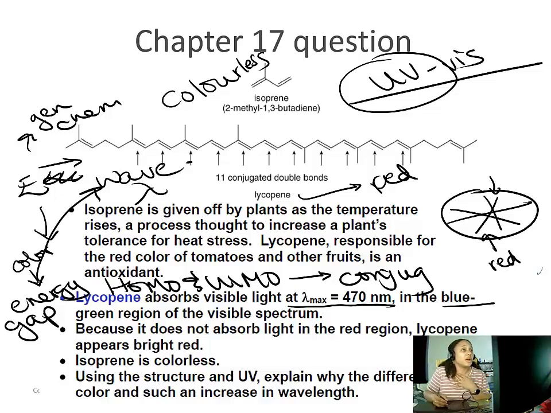And so our chapter question, in this version of the textbook chapter 16, is explaining why isoprene is colorless and why lycopene is red, meaning that it absorbs in the blue-green region, as it pertains to the HOMO-LUMO gap.